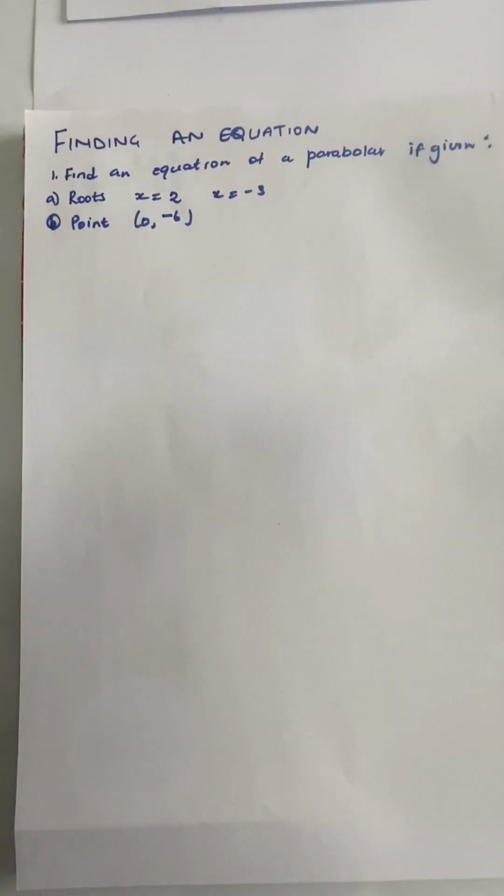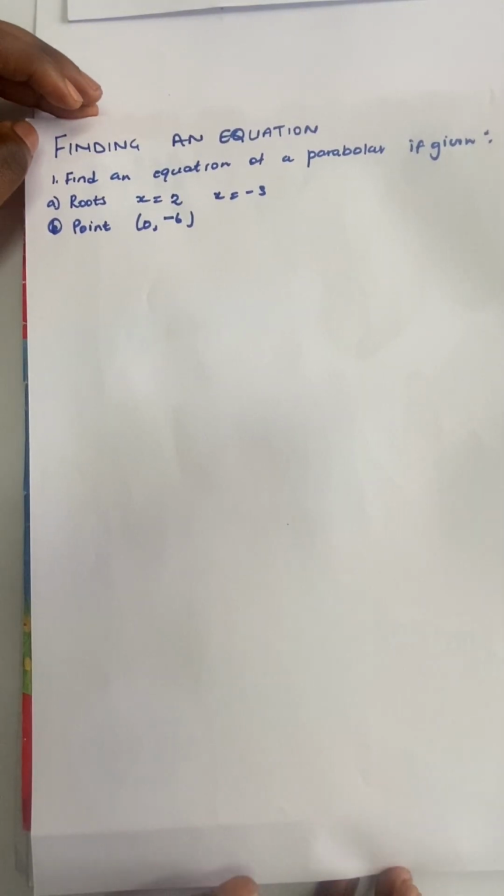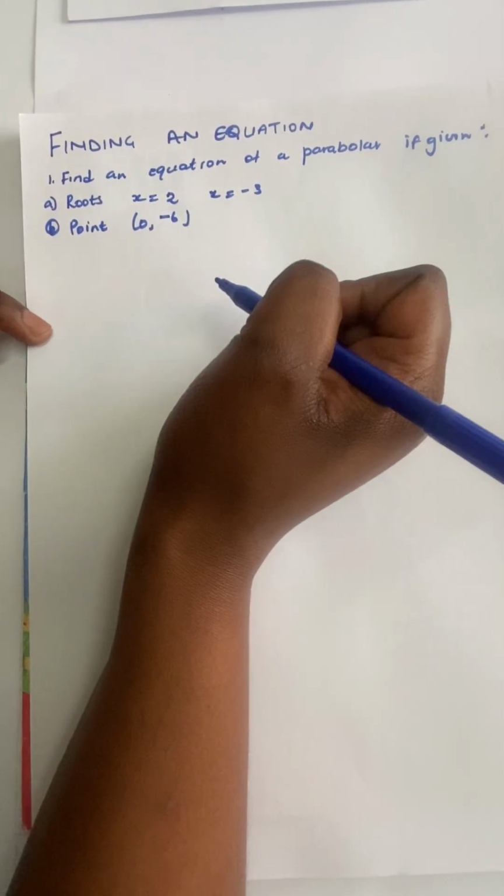Okay, we have to find an equation of a parabola. I don't want you to worry too much in this section, because when they ask you to find an equation of a parabola, they should give you something. Either they're going to give you the roots and a point, or they're going to give you the turning point and a point. In this one they gave you roots. What are roots? Roots are your x values, just like they indicated here, that x is equal to 2 and x is equal to -3.